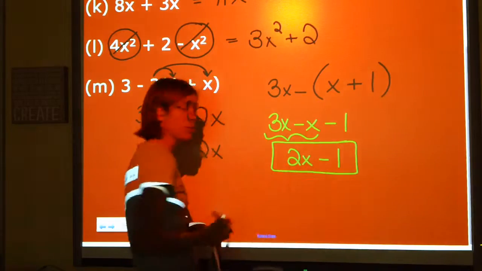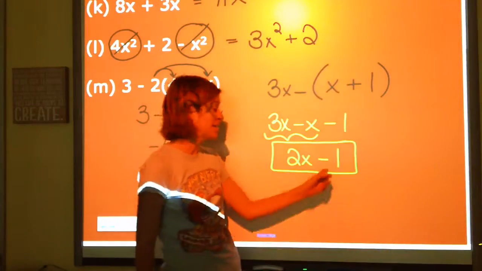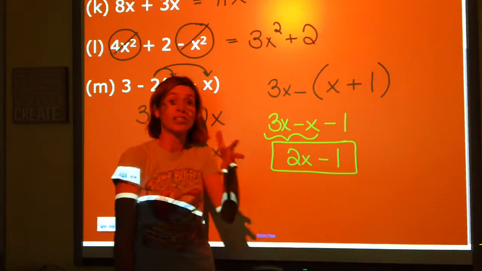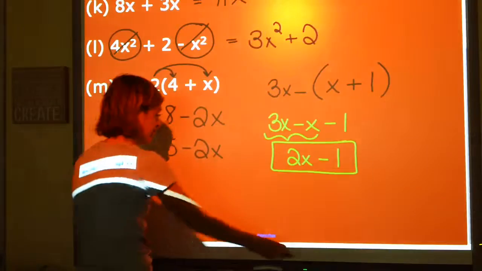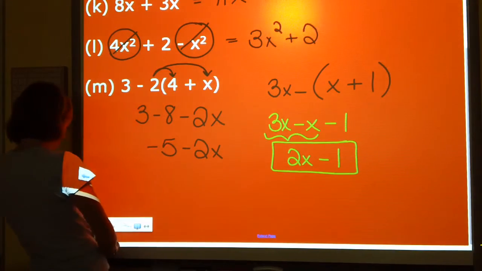So this is a two-term expression. The coefficient of the x is 2. The constant is negative 1. The like terms were the x terms, and like terms are things that have the same variable raised to the same exponent. Okay? Hopefully that is a good review of the distributive property.